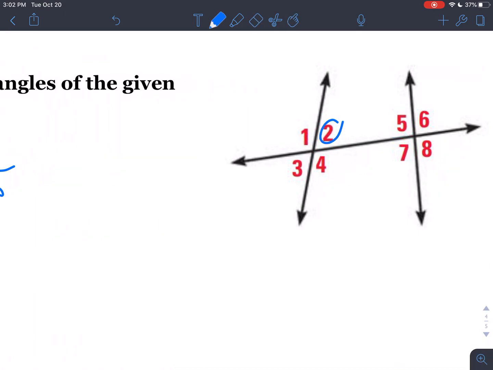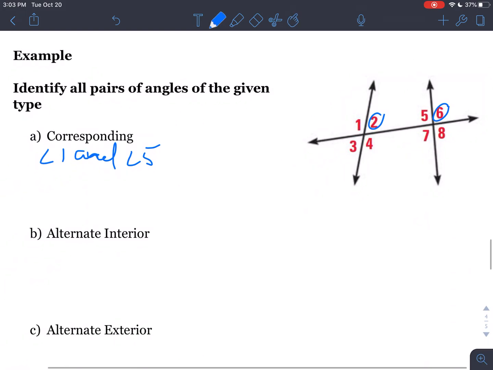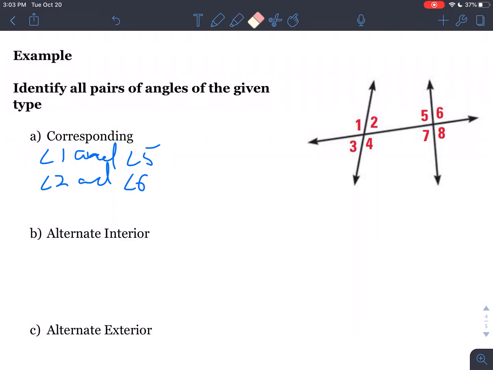2 is in the top right. 6 is in the top right. So angle 2 and 6 are a pair of corresponding angles. Angle 2 and angle 6. Angle 3 is in the bottom left. 7 is in the bottom left. So that's a pair. Angle 3 and angle 7. And finally, angle 4 is in the bottom right, and angle 8 is in the bottom right. So that's our last pair, angle 4 and angle 8.